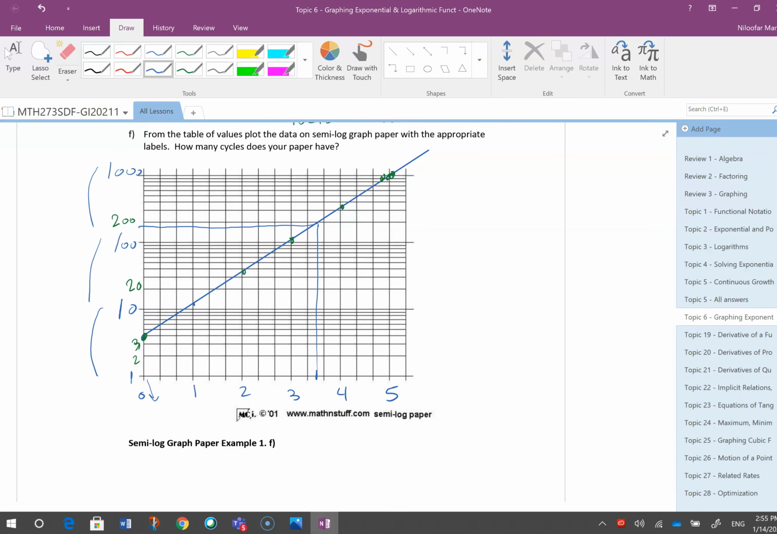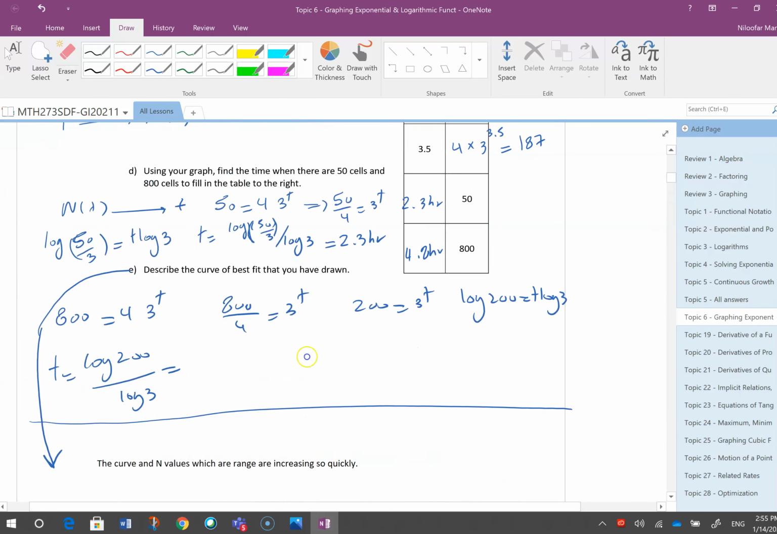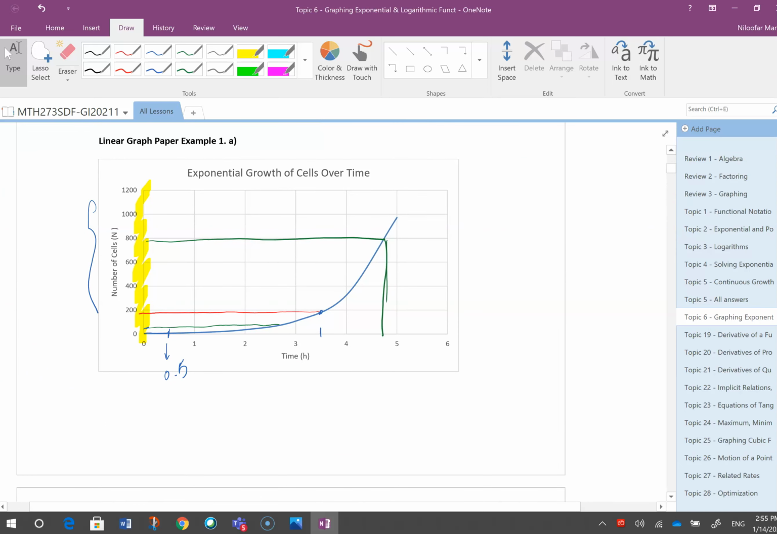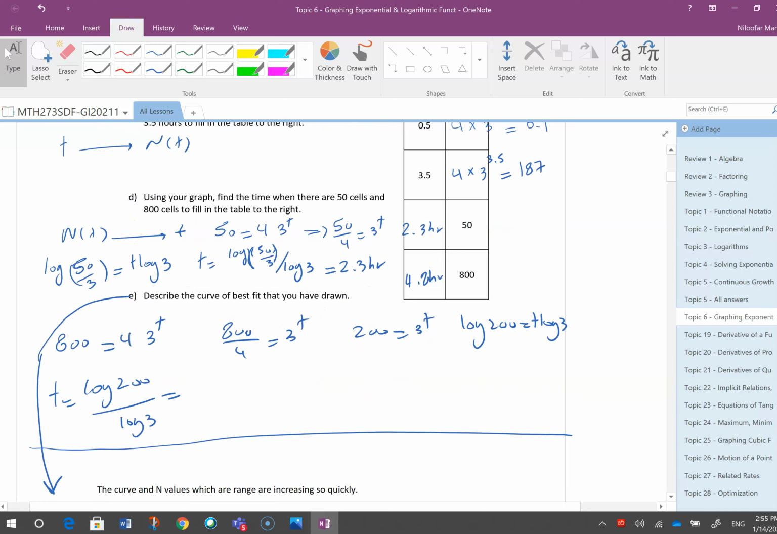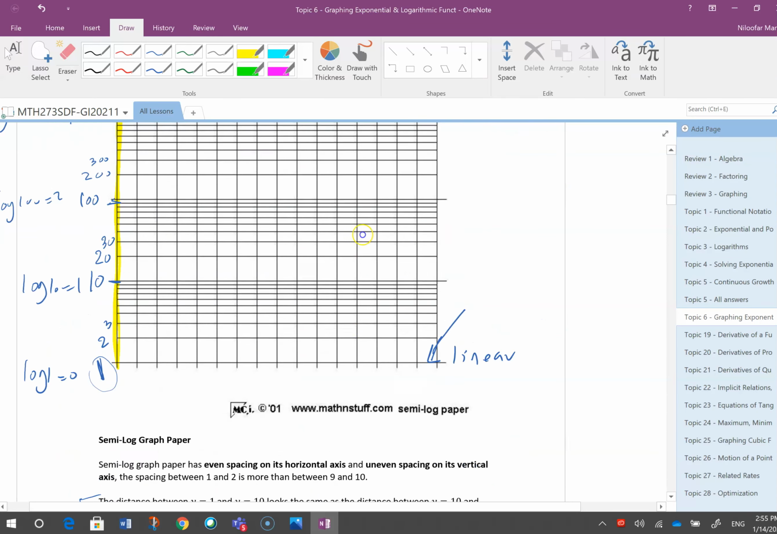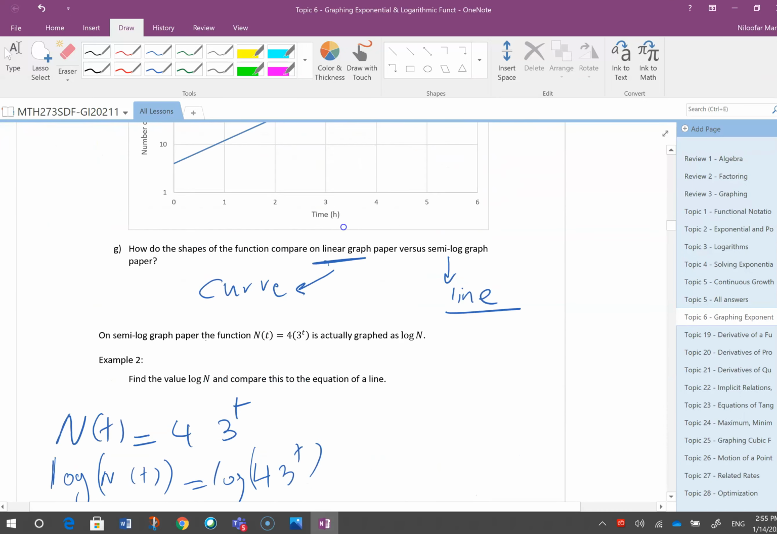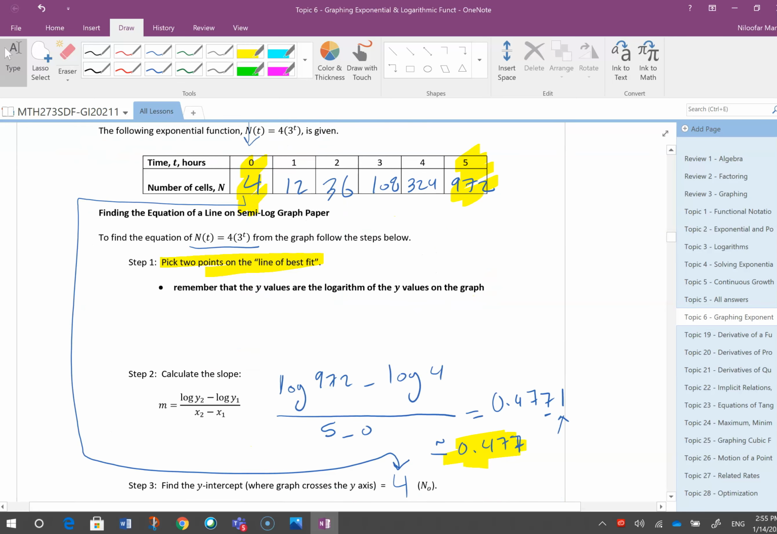So I can see it much better if I work on a semi-log graph compared to what I do on another graph. Look at this. Here it was so hard to see. Look at this part. So hard to see. Yes, I know it was close to 200, but what was the result? Here it's just more clear. So that's why I use semi-log.